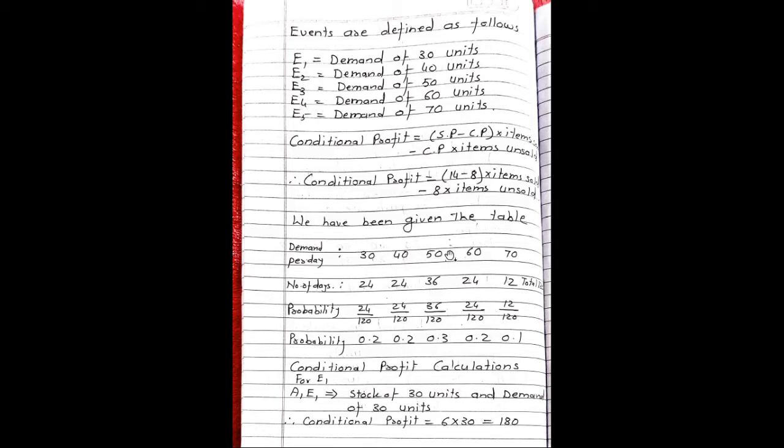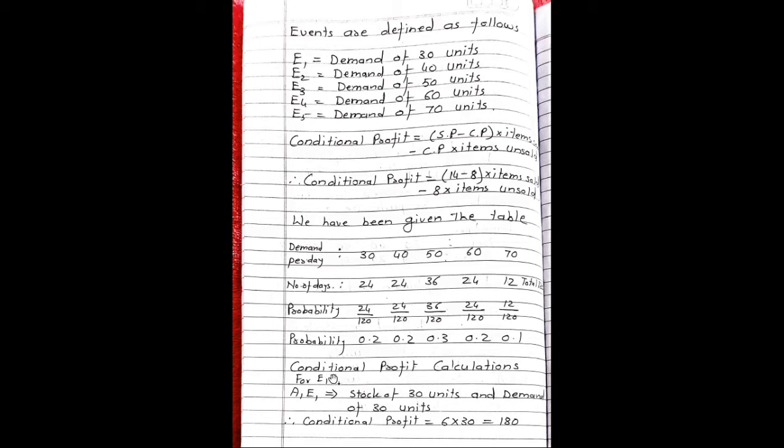Demand per day 50 units, 36 upon 120, so the probability becomes 0.3. And demand per day 60 units, again 24 upon 120, the probability is 0.2. And demand per day 70 units, 12 upon 120, which is nothing but 0.1.